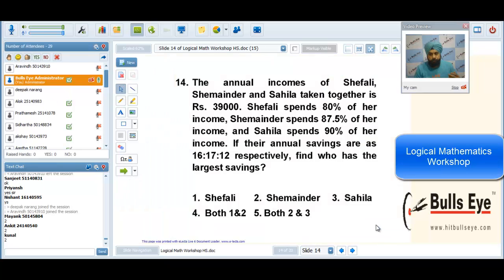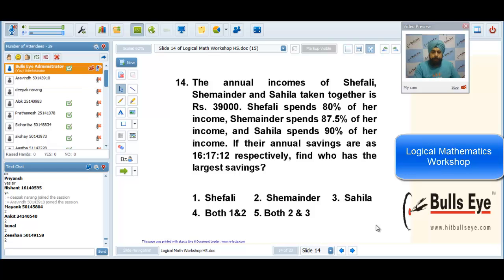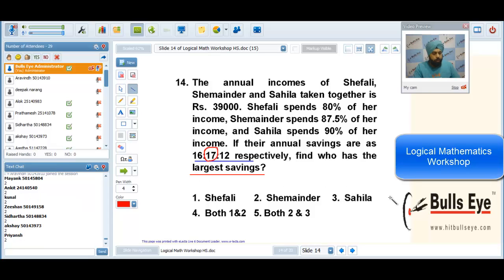Answer this question. So guys, it's a very simple question, with a small catch in the question. The ratio of savings are given to be 16 is to 17 is to 12. And the question is about the person who has the largest savings. I need not go further: in ratio terms, whosoever has the highest saving will have the highest saving in absolute terms as well. So no need to do any calculations. Very simple question. And okay guys, here comes the last question for the day.